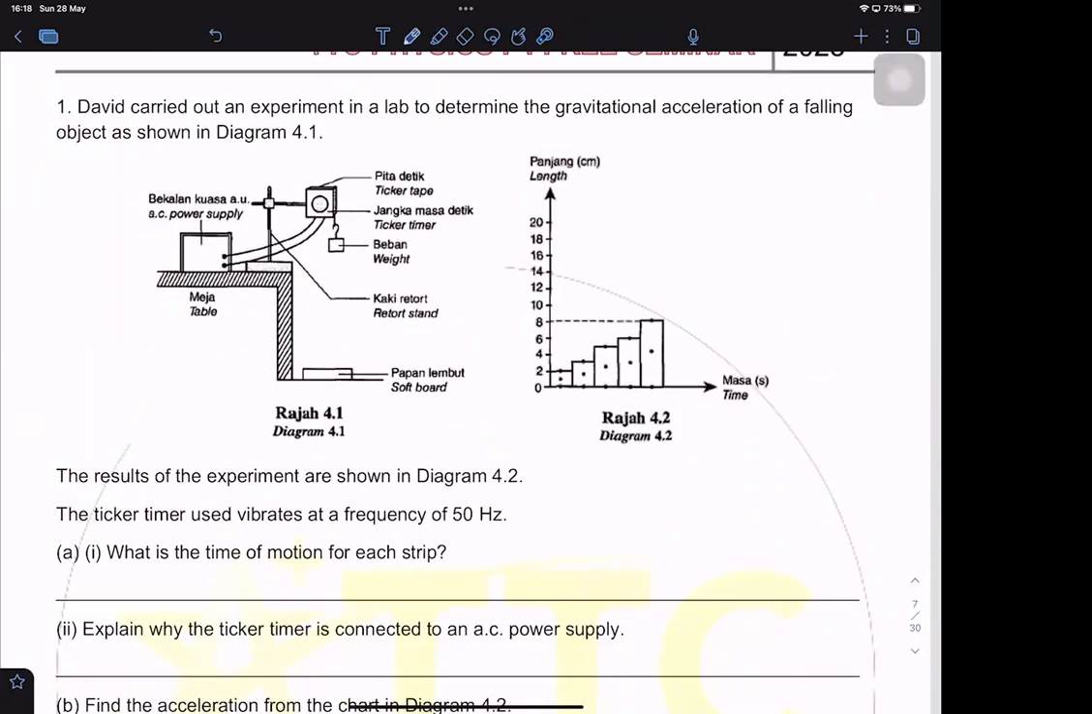So here there's an experiment, and this experiment is to determine the gravitational acceleration of a falling object. When something is falling down, what is the acceleration? That's what we're trying to find. So this thing will be pulling a ticker tape when it falls down. You pull the paper, and then the paper goes like that. Then this is what we get after we cut it to get the ticker tape chart.